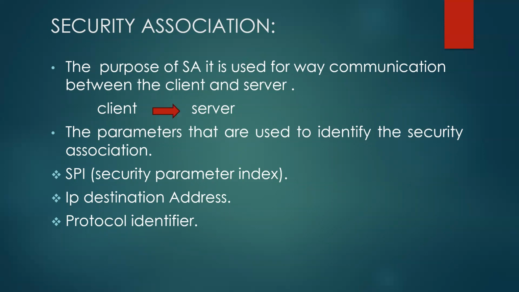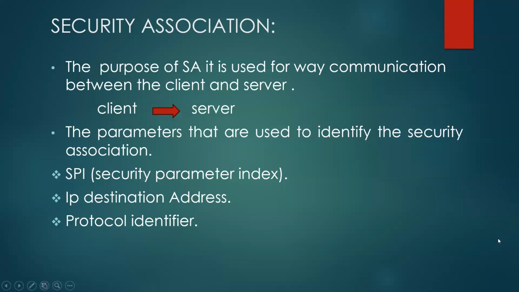Here SPI means security parameter index, which is a unique number for each security association, and this parameter is used in both protocols, ESP and AH. The IP destination address identifies the receiver address. And next we move to the protocol identifier, which shows which protocol is being used, ESP or AH.